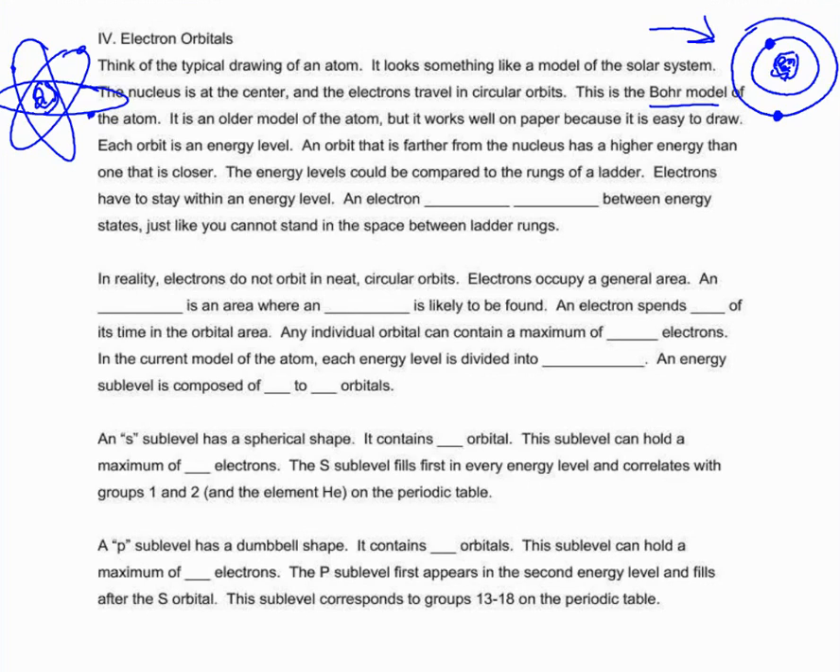It's an older model of the atom, but it works well on paper, mostly because it's easy to draw. Each orbit is an energy level. So an orbit that is farther away from the nucleus has a higher energy than one that is closer. I compare the energy levels to the rungs of a ladder. So electrons have to stay within the energy level. An electron cannot exist between energy states, just like you can't stand in the space between ladder rungs.